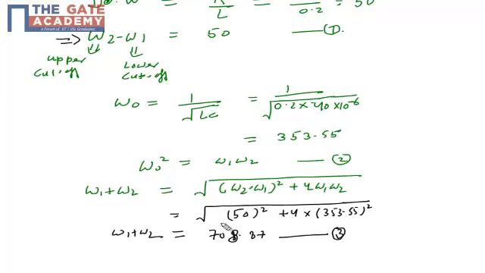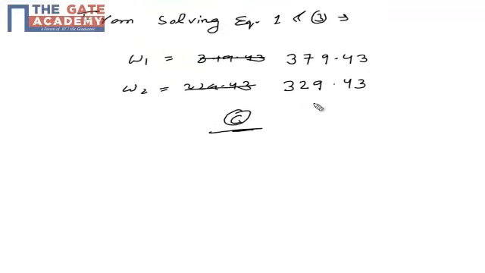Now I have two equations: one is omega 2 minus omega 1, and the other is omega 2 plus omega 1. Both equations are known. I can simplify these two equations and find the values of omega 1 and omega 2. So these are very simple questions but very important because they are very frequent in GATE.